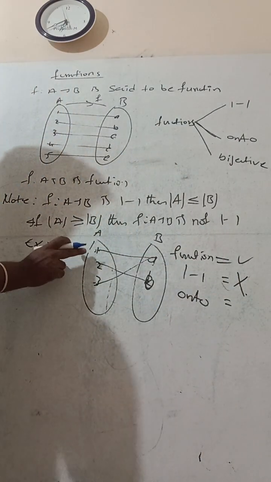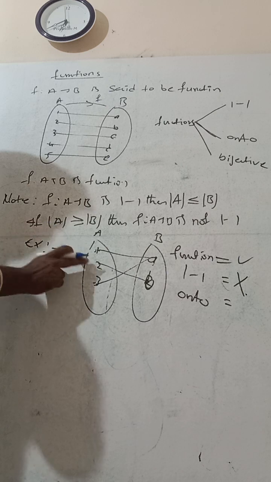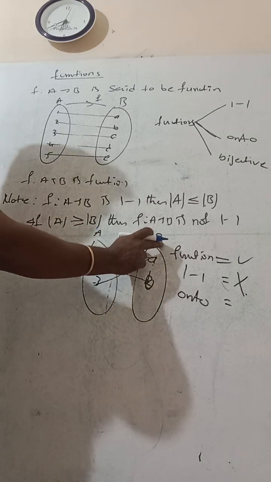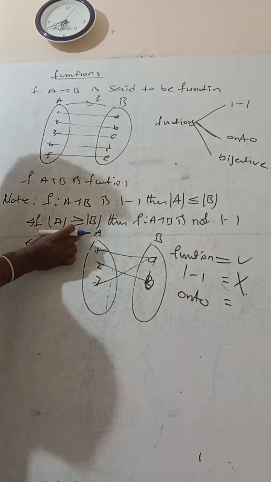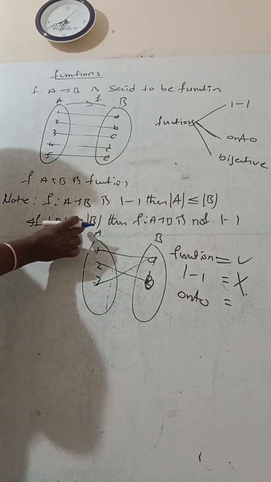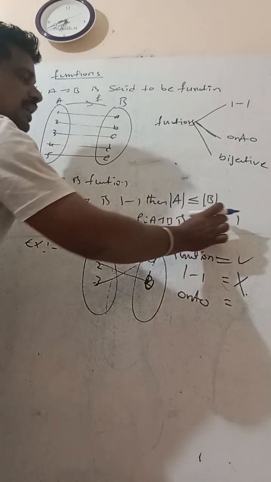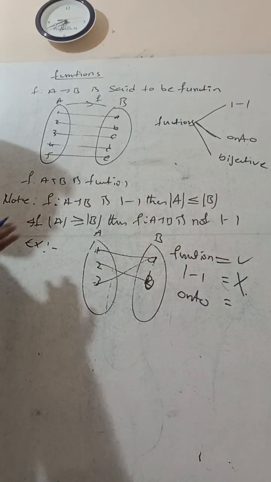Why? Because now observe the number of elements in A is 3 and the number of elements in B is 2. So it satisfies this condition: if the order of A is greater than the order of B, then f from A to B is not one-one. Directly you can say that, no problem.